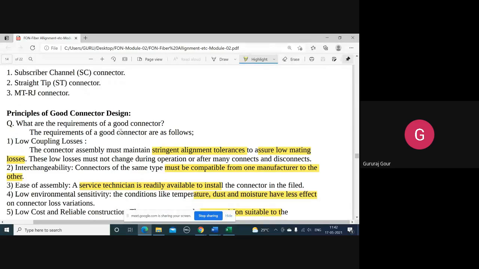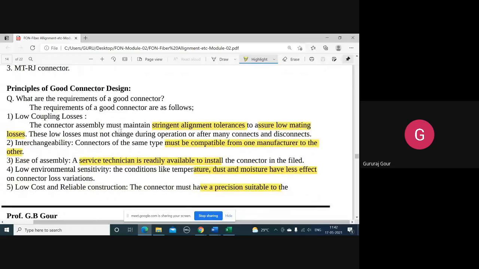This one particular question I framed here, once I saw it in one of the question papers: what are the requirements of a good connector? It should have low coupling loss. It should be compatible from one manufacturer to another, because if you are going to join two single mode fibers from two different manufacturers, then a good connector should have compatibility across manufacturers.